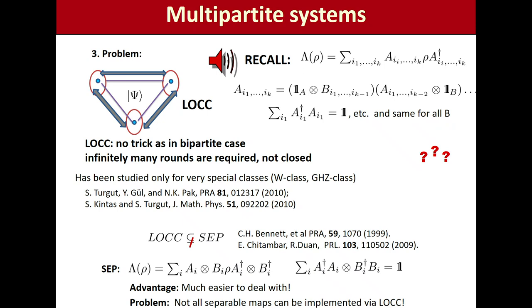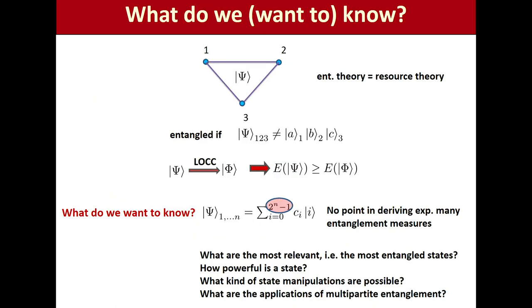So it's much easier to deal with mathematically. But the problem is, and this has been known for a long time, that LOCC is strictly smaller than SEP in general. Okay? So this means that not all separable maps can be implemented via LOCC. So this also means that SEP, the separable operations, do not really have a clear physical meaning, okay? Whereas LOCC, of course, has. Okay, that's very bad because this makes it very difficult.